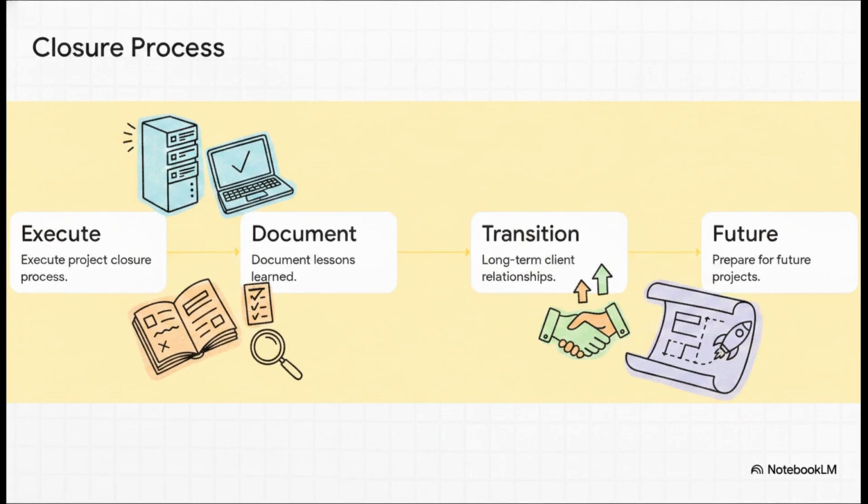It's a sequential process. Step 1 is executing the formal closure, turning off servers and getting that final client sign-off. But Step 2 is arguably the most critical, documenting lessons learned. You have to sit down with your team and honestly assess what went right and what went horribly wrong. Why? Because that feeds directly into Step 3 and Step 4. By being transparent and professional about what you've learned, you transition a one-off project into a long-term client relationship.